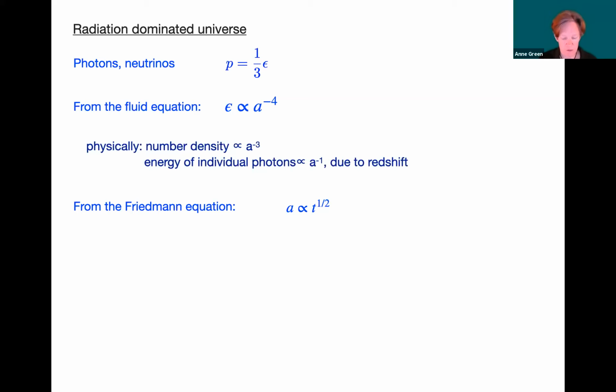And again, you put this into the Friedmann equation and you find that a radiation dominated universe expands with a proportional to t to the half.